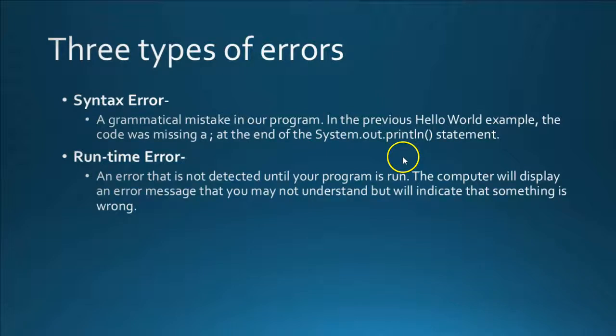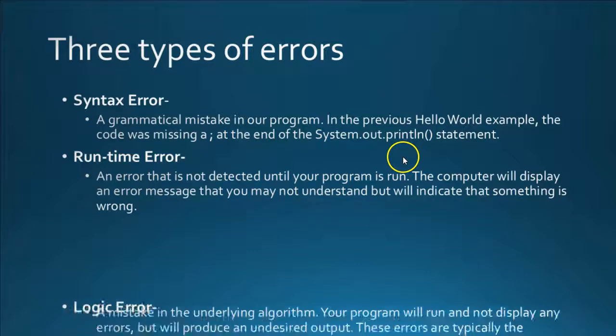The next kind of error you'll get is what's known as a runtime error. This is an error that's not detected until your program is run. Your code might look good, but you hit that little green play button and it says, I got an error. The computer will display an error message that you may not necessarily understand, but it will give you an indication that something's wrong. As we get more into coding, runtime errors will be easier to solve. At this current time, you're probably not going to encounter them too much, but it's good to know about them.